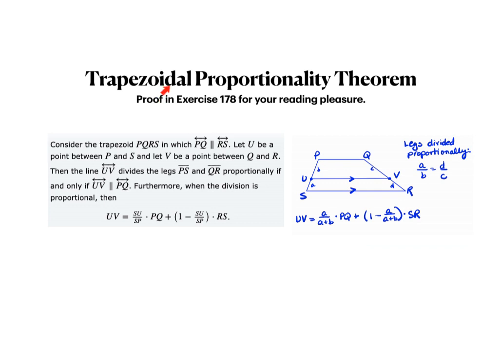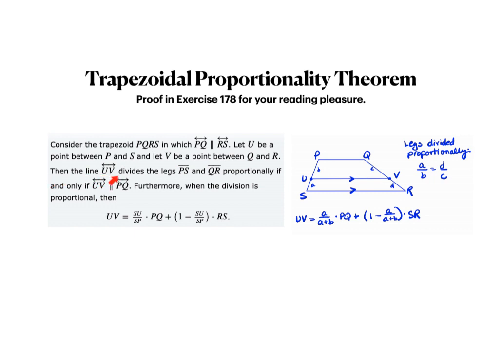This is the trapezoidal proportionality theorem. The proof is in exercise 178, and I'm going to install the model answers so that you can read it as part of your homework tonight. You're going to consider the trapezoid PQRS, I have it drawn over here, in which the line PQ is parallel to the line RS. We're going to let U be a point between P and S here, and V be a point between Q and R over here.